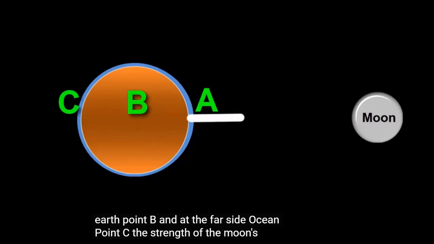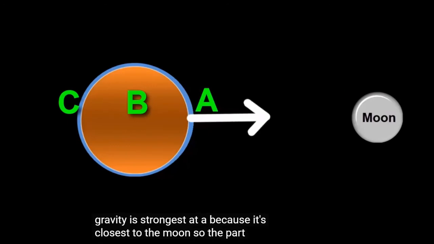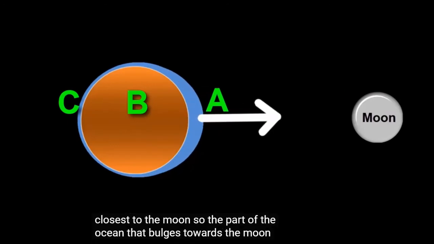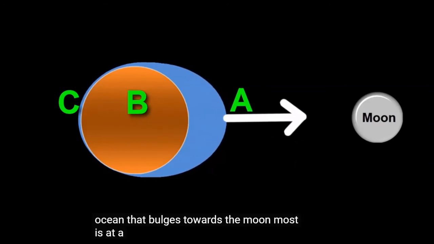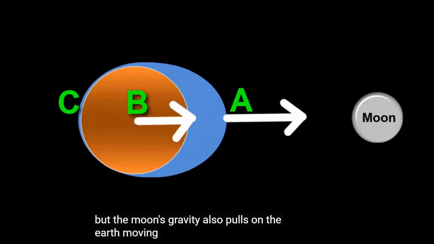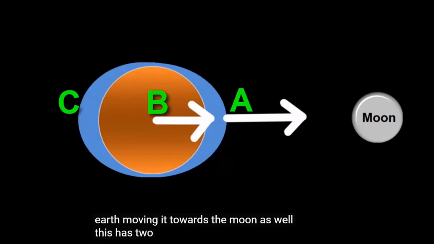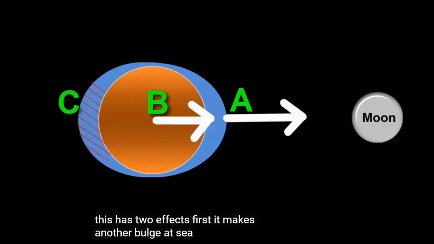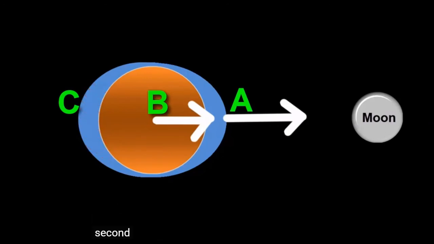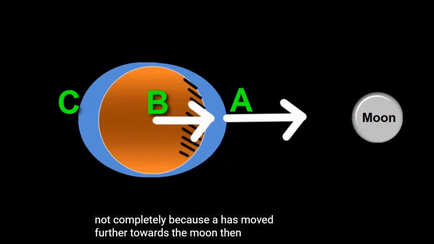The strength of the moon's gravity is strongest at A because it's closest to the moon. So the part of the ocean that bulges towards the moon most is at A. But the moon's gravity also pulls on the Earth, moving it towards the moon as well. This has two effects. First, it makes another bulge at C. Second, it fills in the bulge at A, but not completely, because A has moved further towards the moon than B.